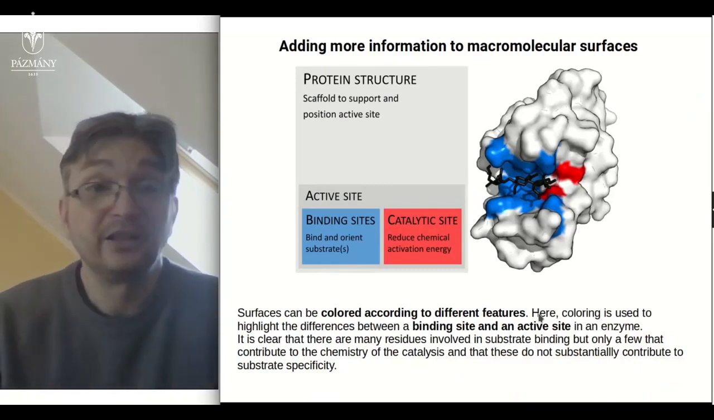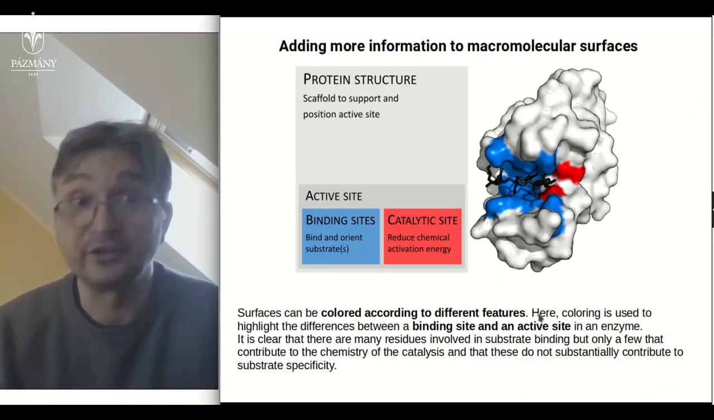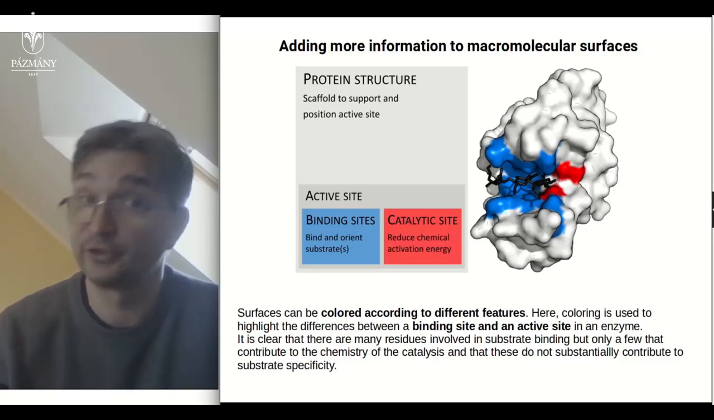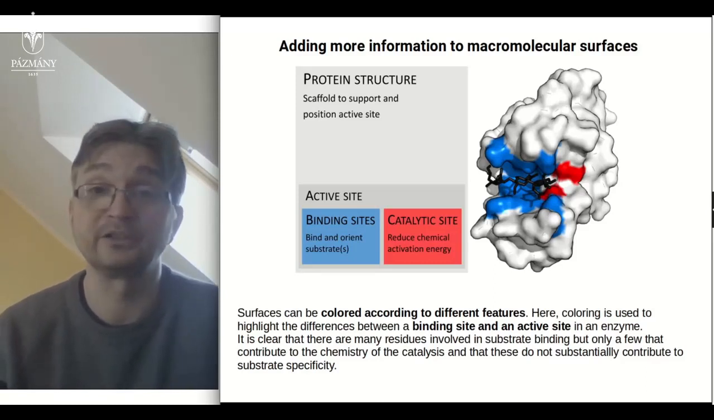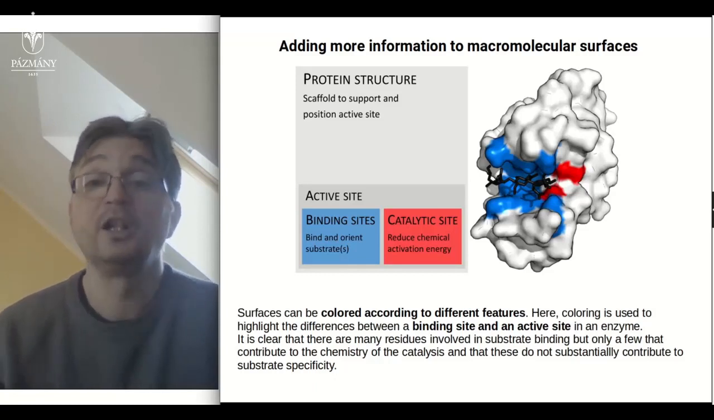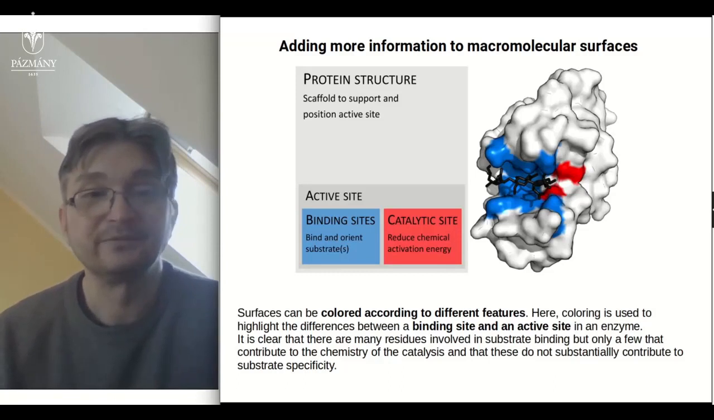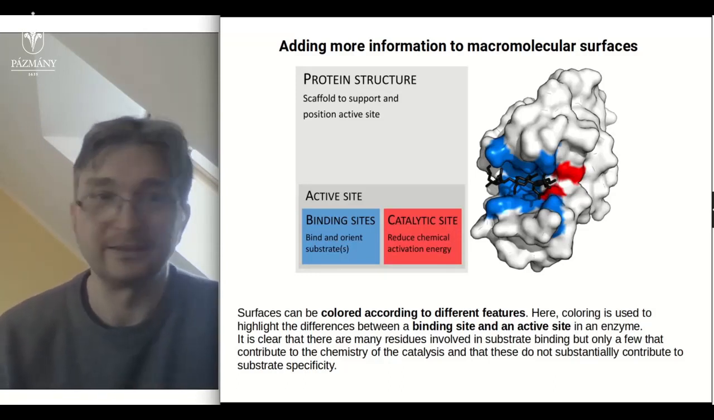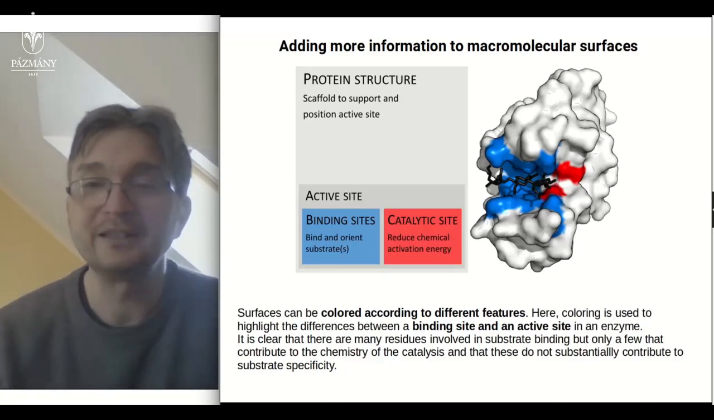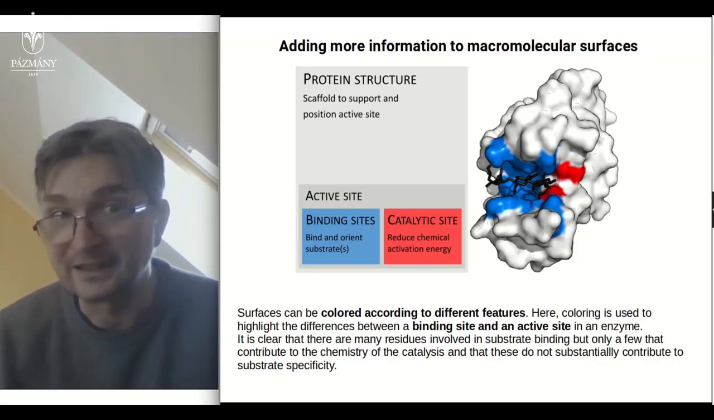How can we add more information to macromolecular surfaces? Yes, we can add functionally important information or evolutionarily important information to macromolecular surfaces. This is just a demonstration. This particular figure is actually from Wikipedia, but I like it because it's really nice. It highlights the difference between the binding site and the catalytic site in an enzyme.